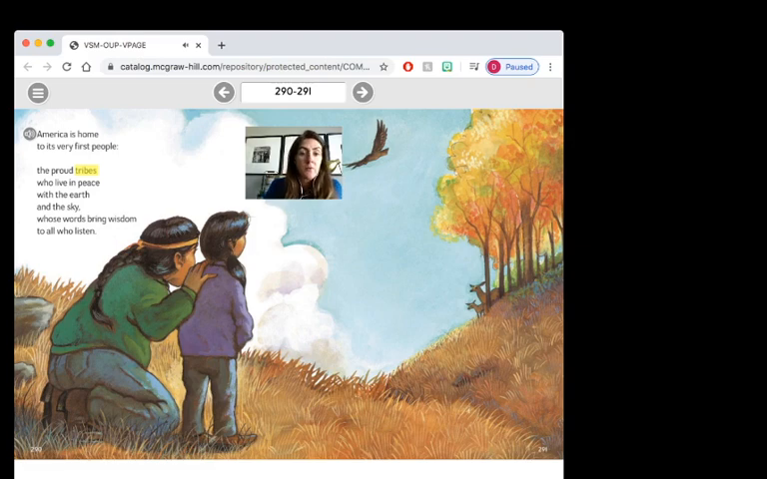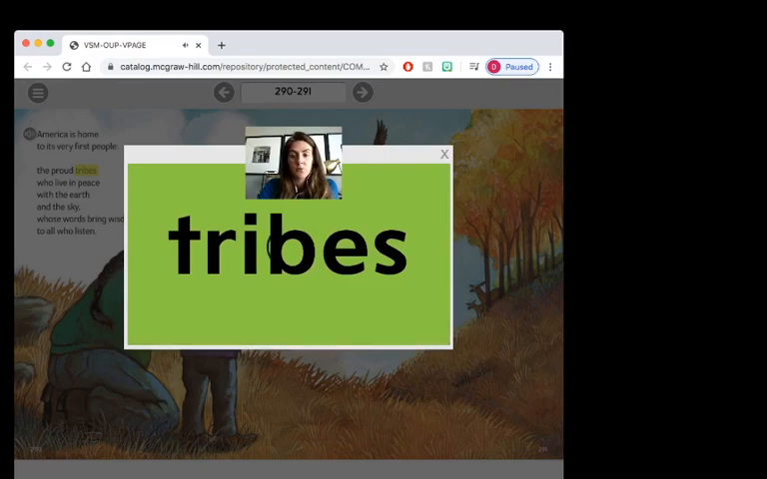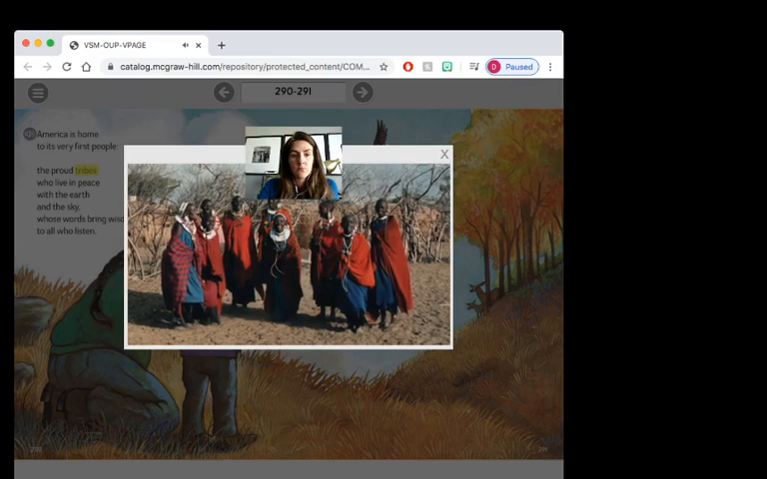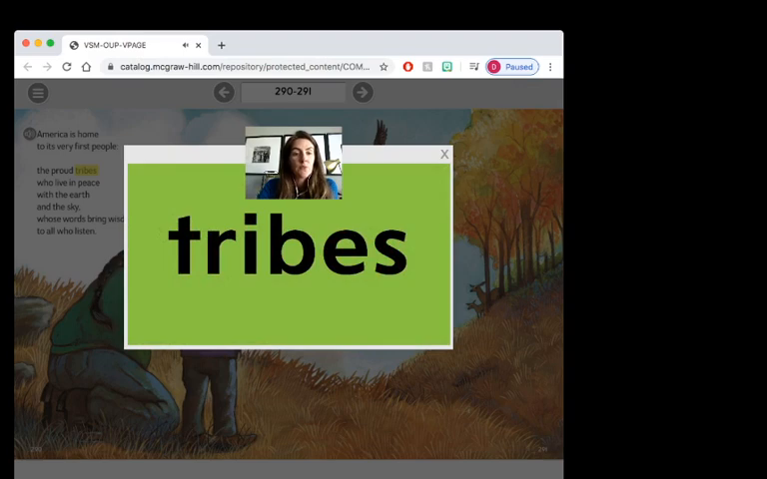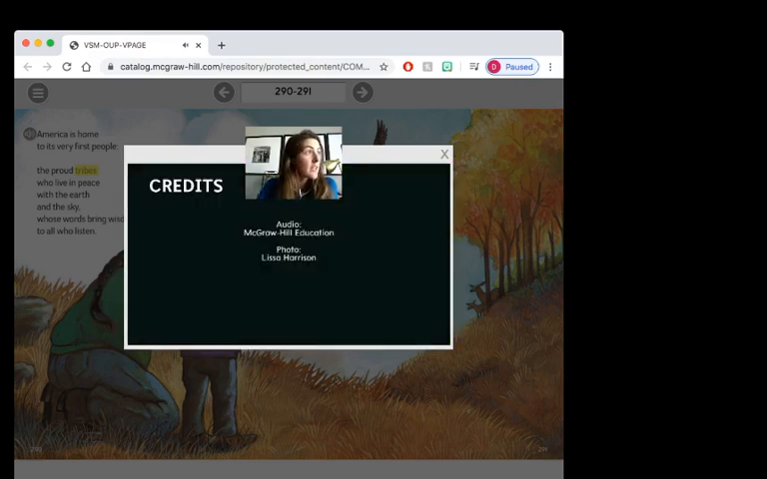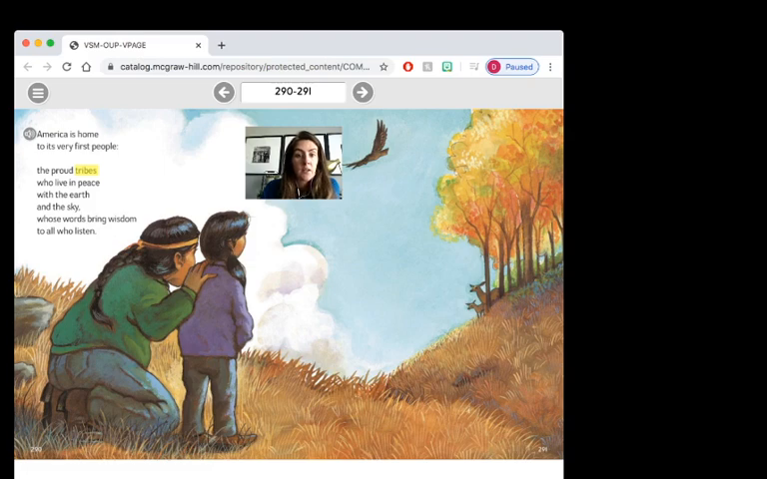And I see a word here I wasn't sure about. It's our vocabulary word, tribes. Tribes. Plural form of tribe. A group of people that include families and relatives who have the same language, customs, and beliefs. We learned about different tribes who live in Kenya. Tribes. So people that stick together, work together, and follow the same beliefs. Okay? Tribes. Very good.